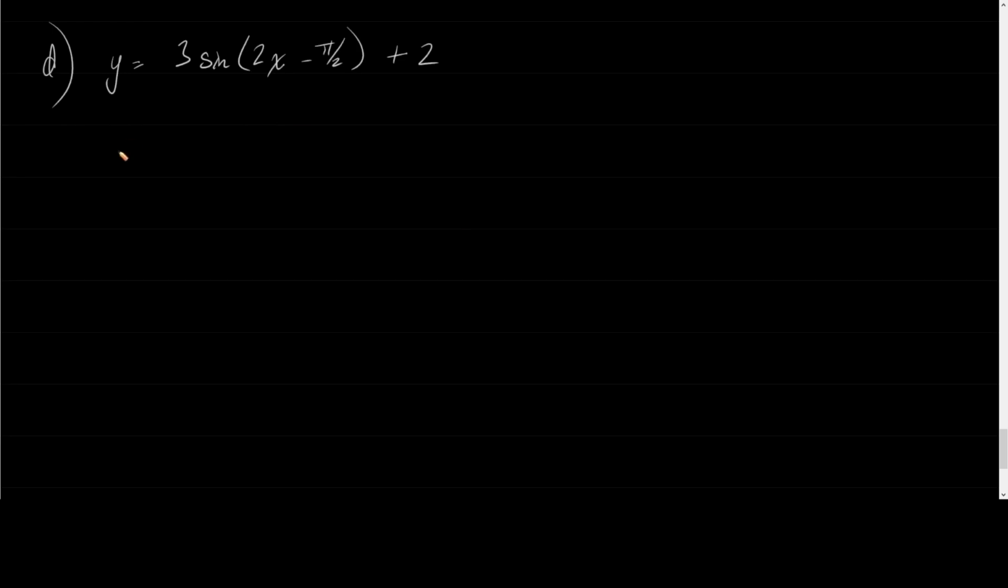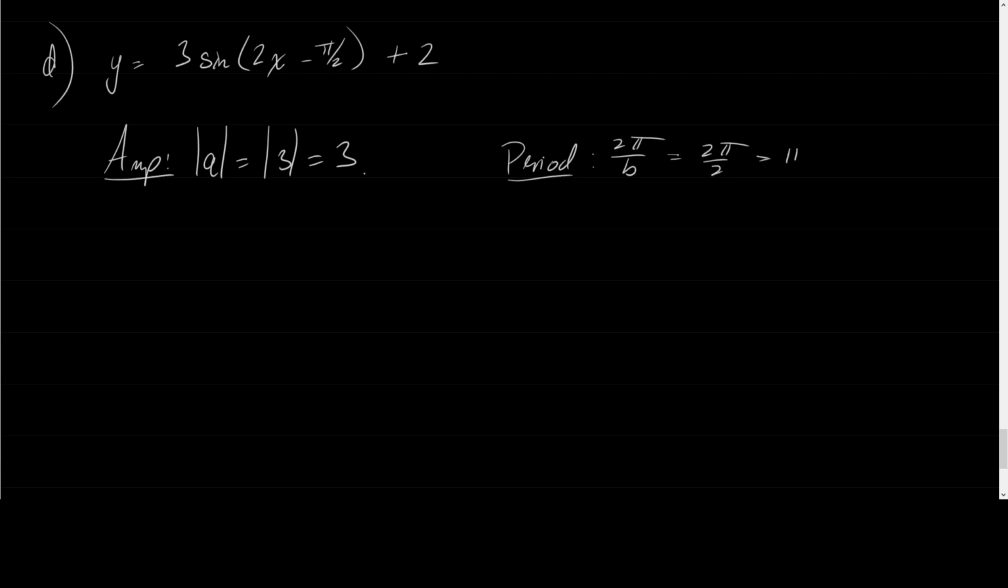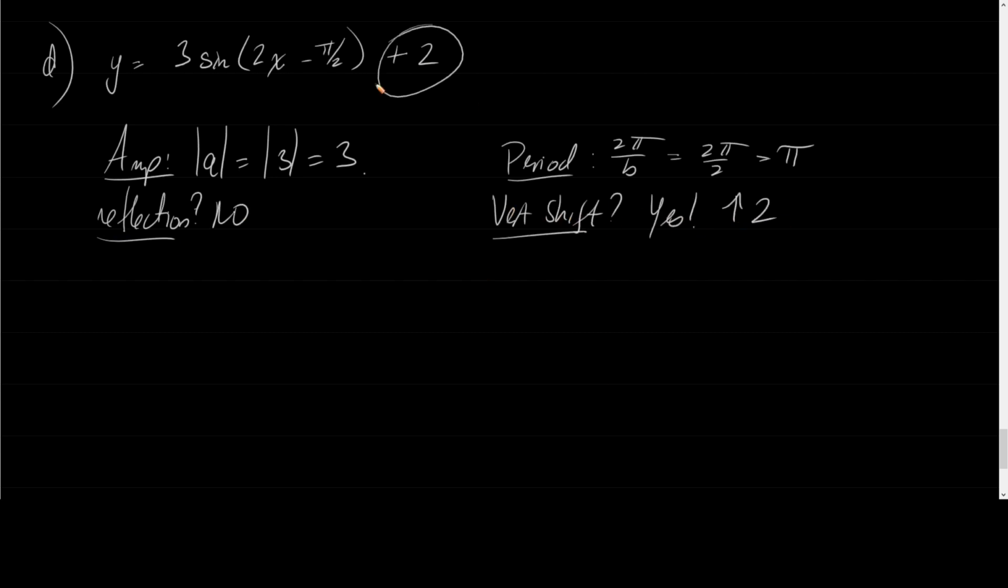What do we need? Well, we need the amplitude. The amplitude is the absolute value of A, which is the absolute value of 3, which is 3. We need the period. The period was 2 pi over B, which in this case is 2 pi over 2, which is just pi. Is there a reflection? The answer is no, because it's positive there. So no reflection. Is there a vertical shift? The answer is yes. Upwards by 2, right? Because of that plus 2.